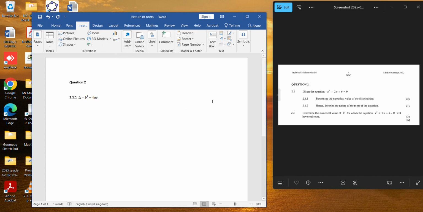Then remember, let me emphasize, the value of b is any number and its sign, any number before an x term. You go to this quadratic equation, check the coefficient of x and its sign. That is going to be the value of b. Then the value of a is any number with its sign before an x squared term, the coefficient of the x squared term. Then c is that constant number without an x. Then let us go and substitute.